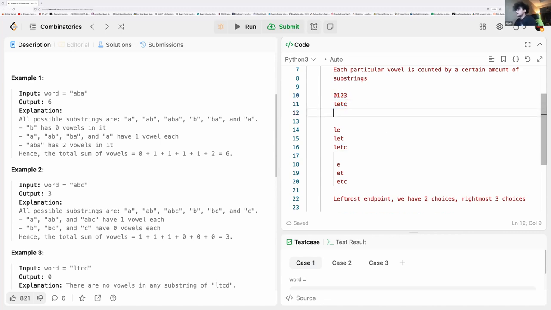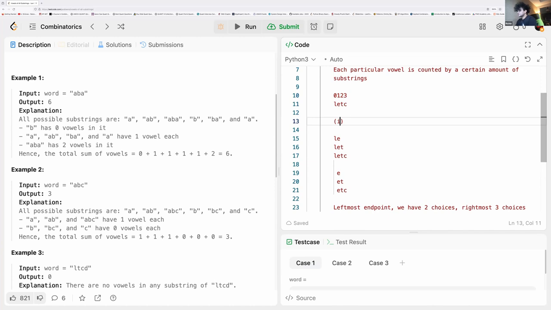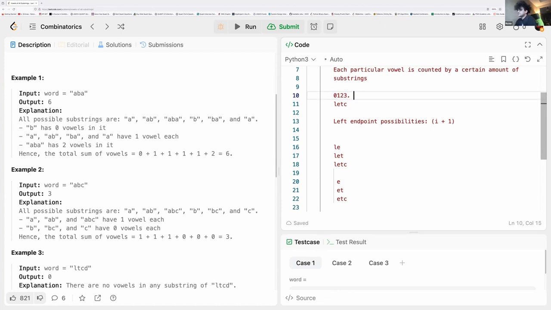In particular, the number of possibilities for our left endpoint, if the index is i, is going to be i plus 1. Okay, and let's just say that the last index is n minus 1, and we'll use that to calculate the number of possibilities for our right endpoint. So when i is equal to 1, there are 3 possibilities for the last endpoint.